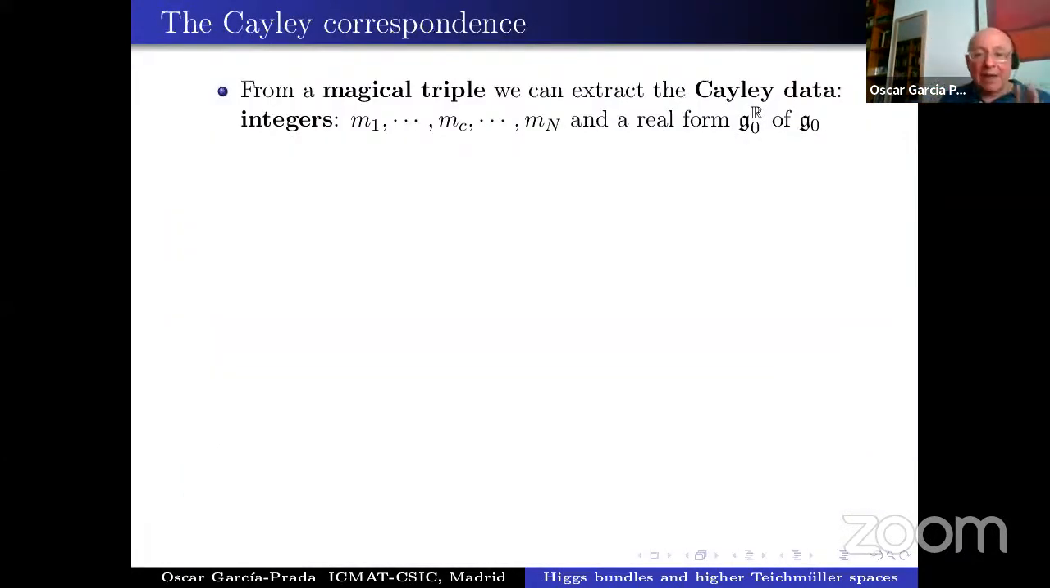And so what do you do? A magical triple, when you have one, actually gives you more information. There is more structure in the Lie algebra that you can extract from it. You can extract this real form, but this is quite technical, I don't have time, you can also extract some integers, m_1, a distinguished one m_C, and m_n, and actually a real form of g_0. Remember, in this decomposition of G in terms of the g_i as eigenspaces for the action of H, there is this g_0, and then you also get a real form of g_0.